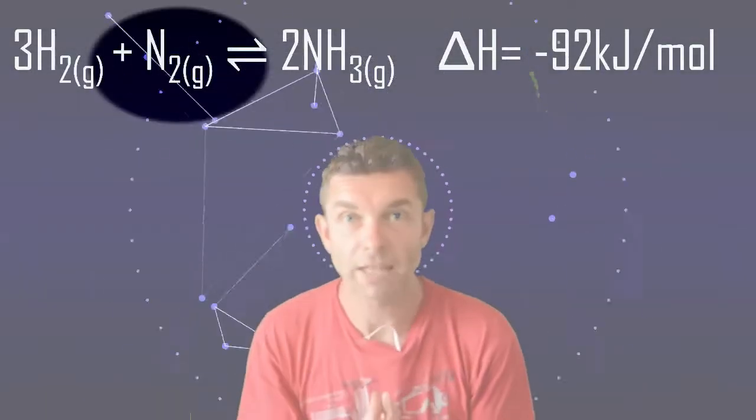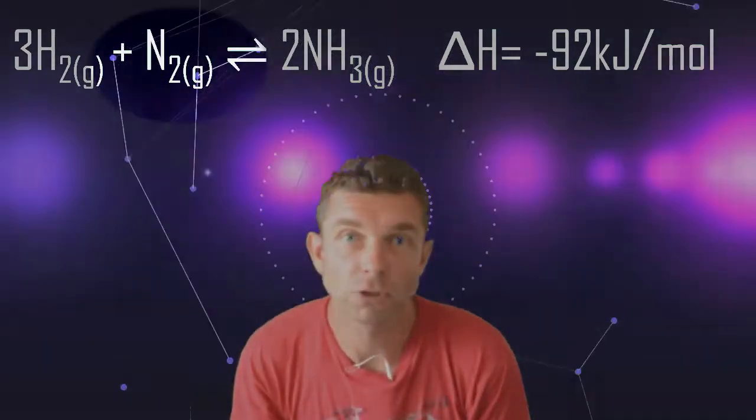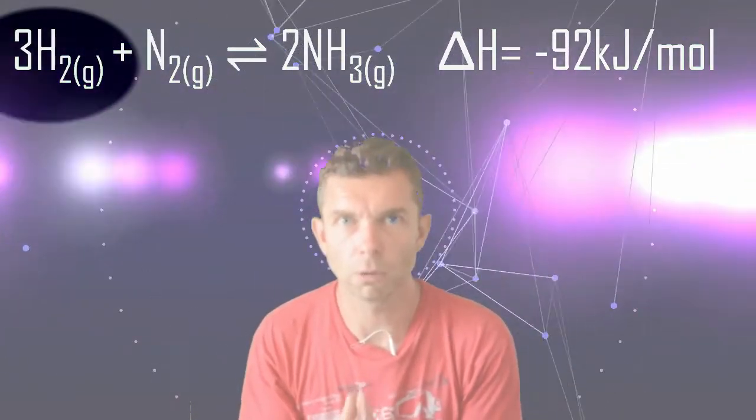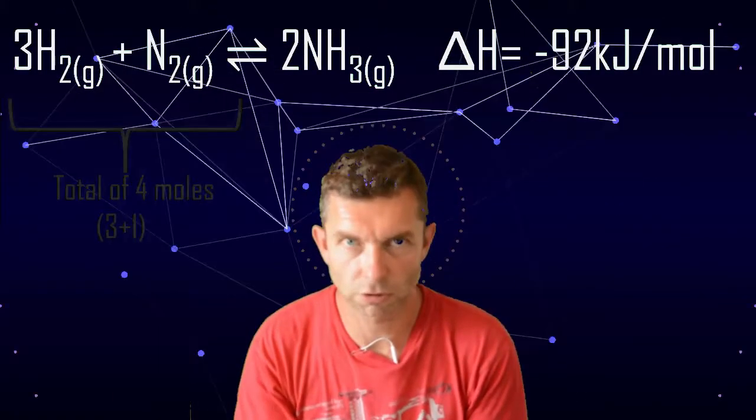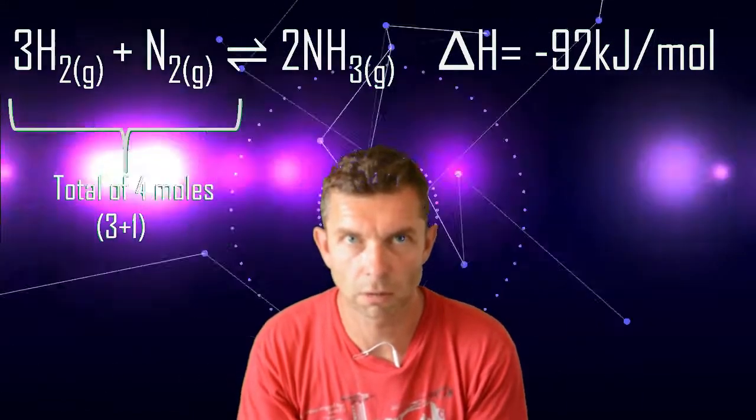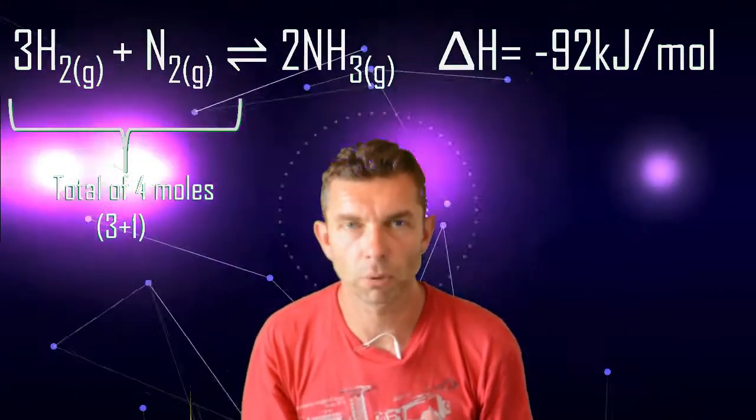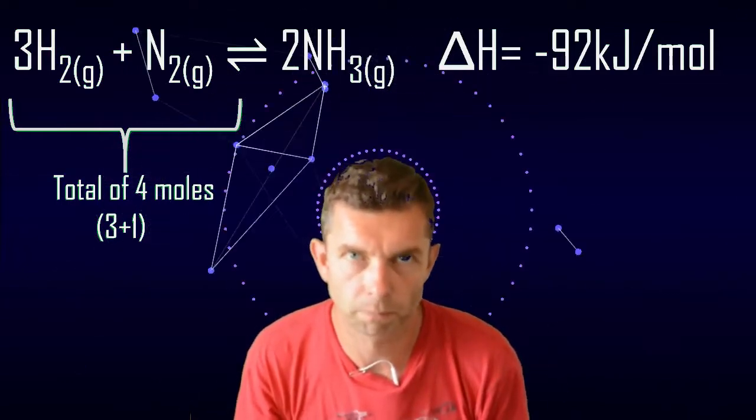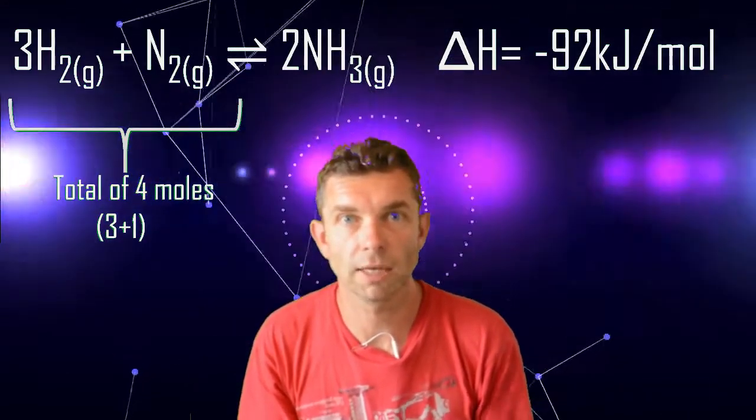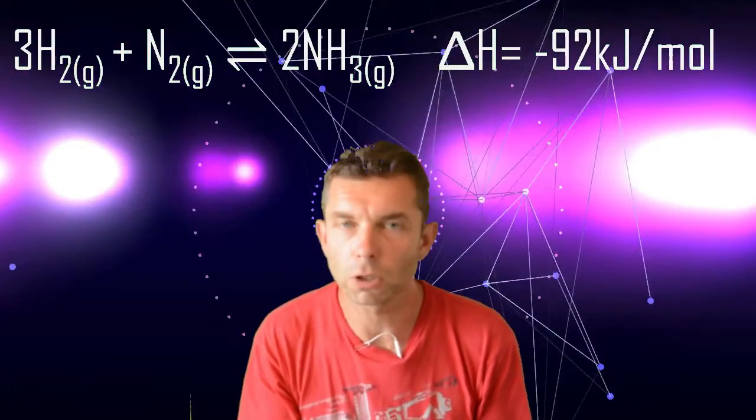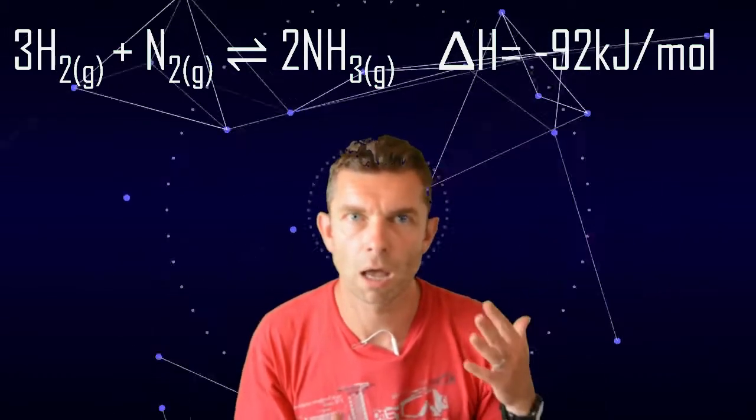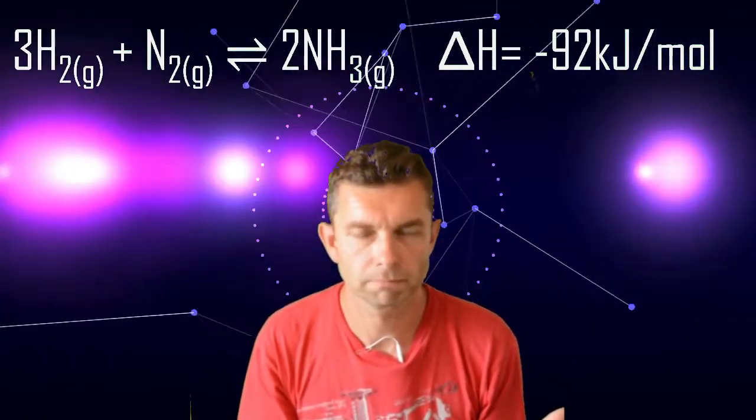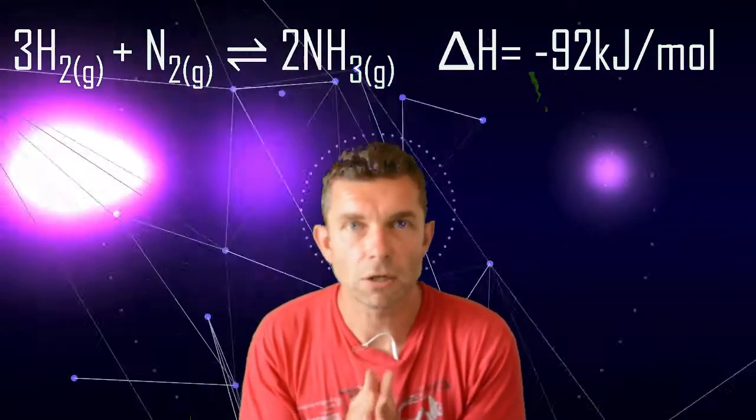And we can see that we've got 1 mole of nitrogen, and that's reacting with 3 moles of hydrogen, and they form 2 moles of ammonia. So 1 nitrogen, 3 hydrogens, that's 4 moles of gas on the left-hand side. On the right-hand side of the equation, on the product side, we've got 2 moles of ammonia. So we see 4 on one side, 2 on the other. So there's more molecules on the left-hand side, on the reactant side, than there are on the product side.